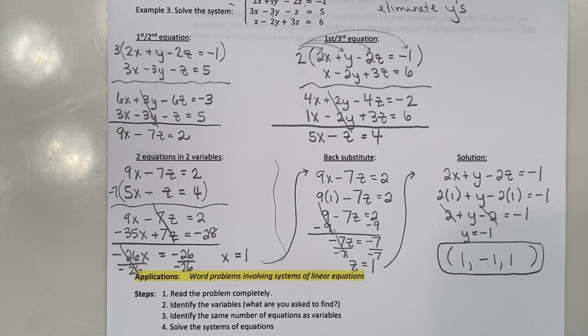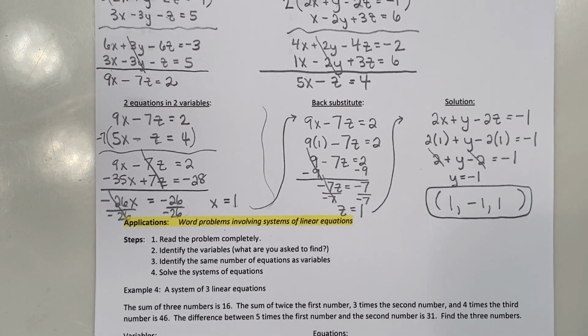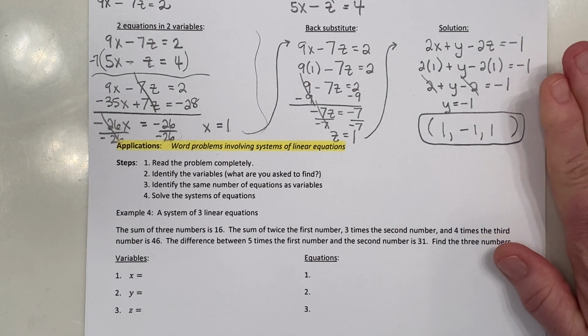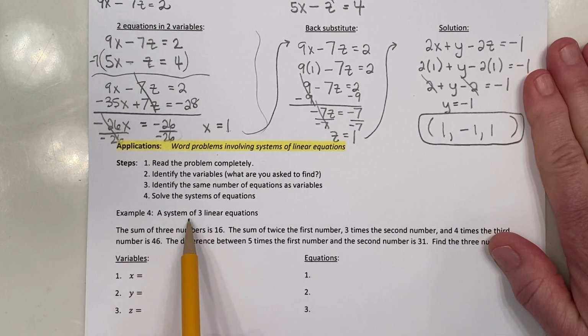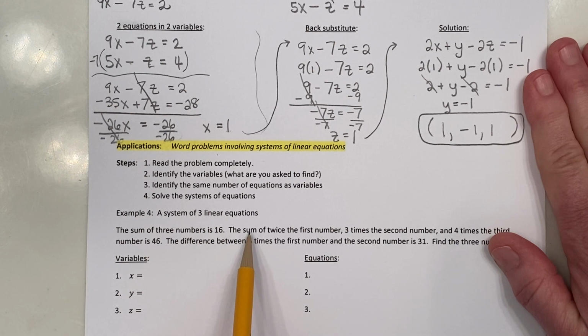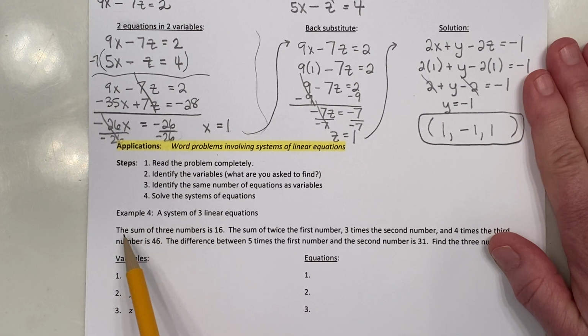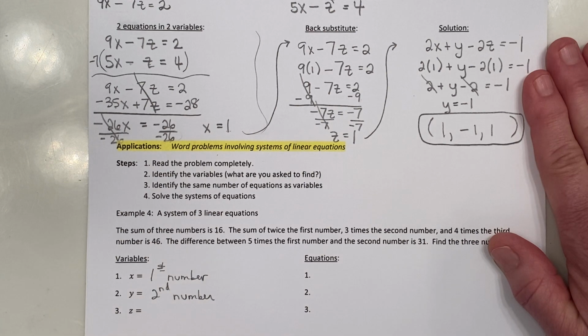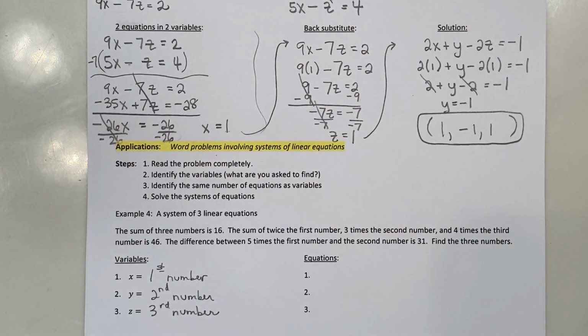All right. So we're going to look at an application problem. All right, so we're not given the equations. We have to actually create them. So we want to define our x, y, and z variables first. So the sum of 3 numbers is 16. So let's let x be the first number, y is the second number, and z will be the third number. We're adding three different numbers together.